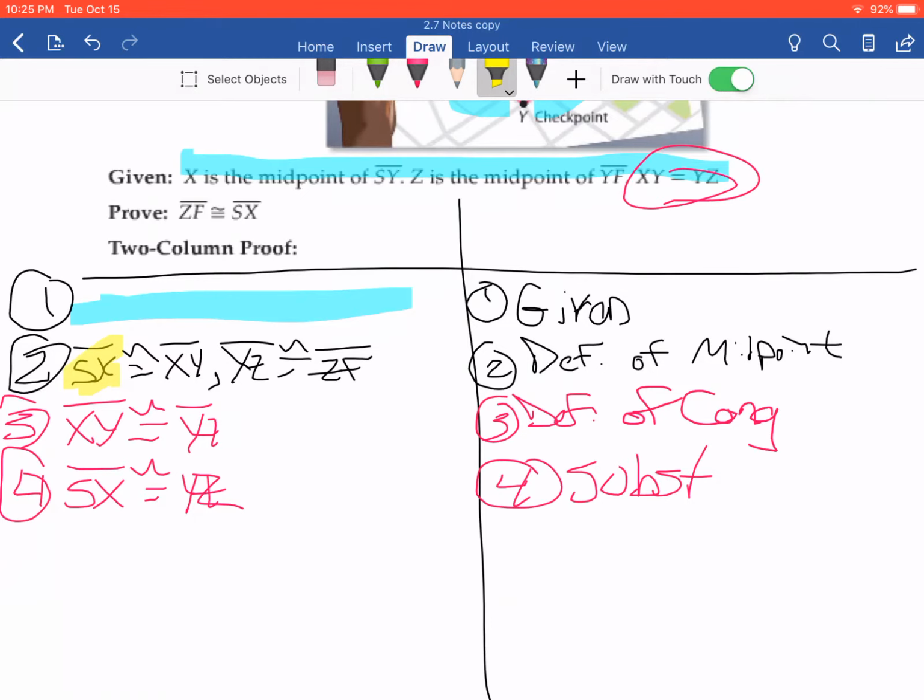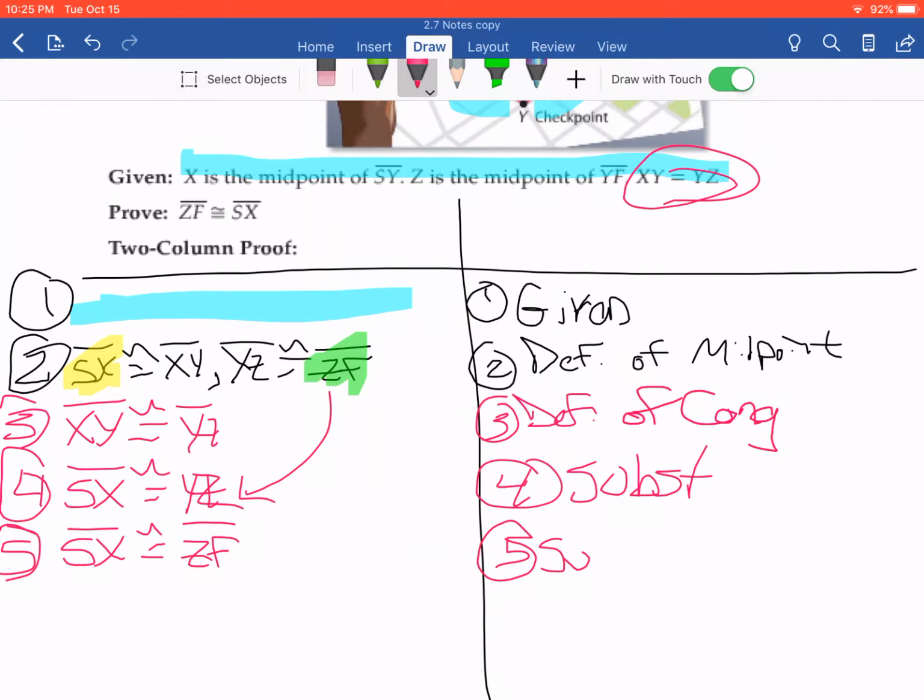Then also in that same step, when we take a look at YZ, YZ is the same as ZF. So we can substitute in ZF for YZ. So step 5 allows me to say that SX is congruent to ZF. And again, step 5, that is substitution.